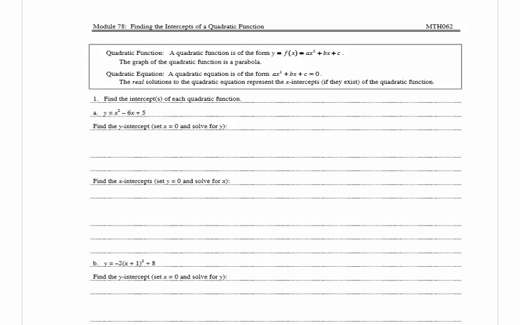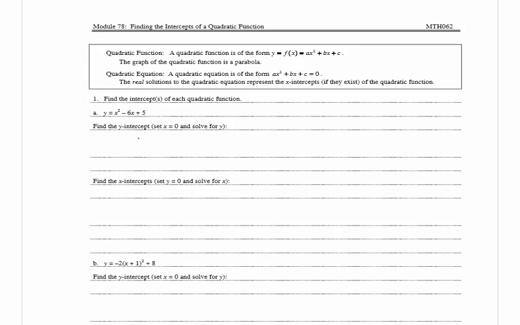In 1, they want us to find the intercepts of each quadratic function. And in A, we have y is equal to x squared minus 6x plus 5. And they want us to find the y-intercept. And we're going to find the y-intercept by setting x equal to 0 and solving.